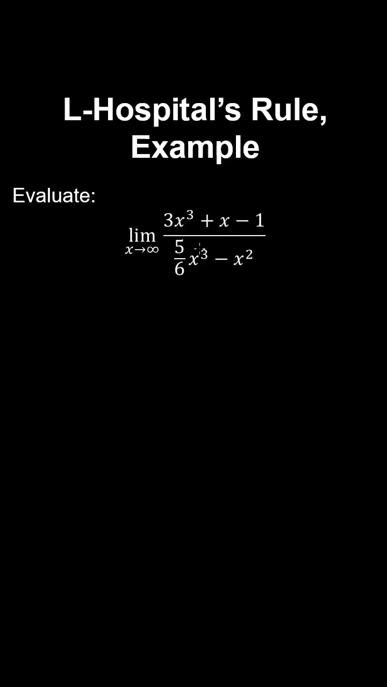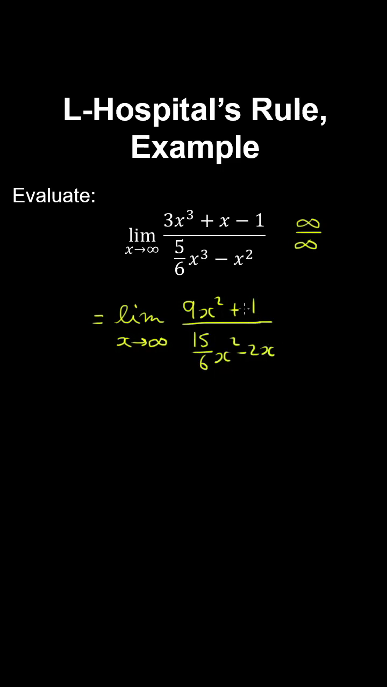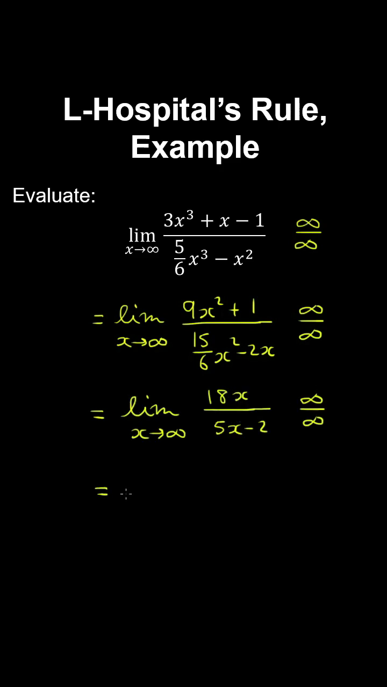We've also evaluated this limit by multiplying the numerator and denominator by the reciprocal of the fastest growing term. But here we'll use L'Hopital's rule. So we can see that x goes to infinity in the numerator and denominator. So this is a limit of the indeterminate form infinity on infinity. So we can apply L'Hopital's rule. So differentiating the numerator and differentiating the lower function, we still have an indeterminate limit of infinity on infinity. So we apply L'Hopital's rule again, and it's still indeterminate. So we differentiate again. And this gives 18 on 5, which is the same as the quotient of the coefficients of the fastest growing terms in the numerator and denominator.